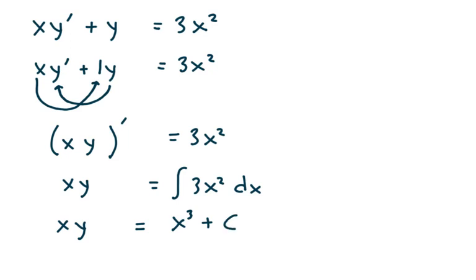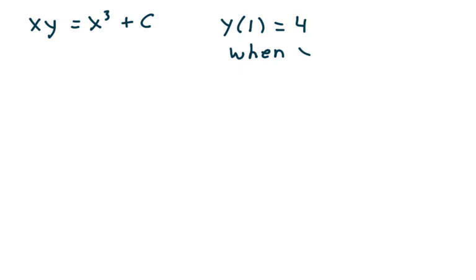Now, let's go ahead and write that on the other side. So x y is equal to x cubed plus c. But remember that y of 1 is equal to 4. So we're going to look for a particular solution to this differential equation. Now, when I say y of 1 equals 4, what that means is when x is 1, y has to be equal to 4. So we could use that to solve for c.